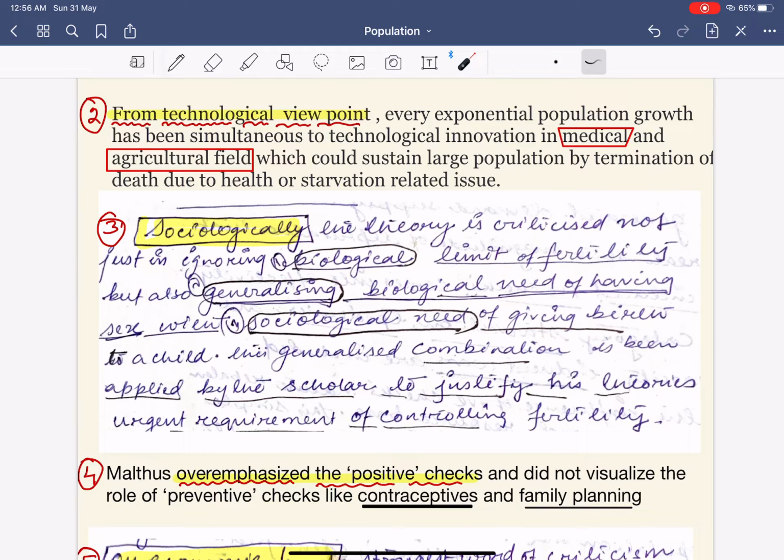Number two, again, Malthus generalized the biological need of having sex. Malthus said that humans, in general, have a biological need of having sex, meaning they are born to have sex, and it is because of that demand that it will lead to a rise in population. Again, this theory was wrong because this is highly generalized. There are people who have lived without sex, and in this context you cannot generalize such a thing.